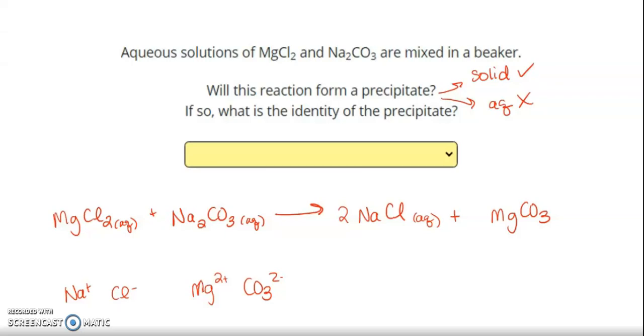Let's see if the other substance is a solid and forms a precipitate. MgCO3, well, CO3 2 minus is the carbonate ion. If you look at your solubility rules, carbonate is almost always solid. It rarely dissolves. There are some exceptions, but magnesium is not an exception. That means that MgCO3 will not dissolve in water and will be a solid. That means it's going to precipitate out. So yes, it will form a solid. It will precipitate out. So the answer here is yes. And the identity of the precipitate is MgCO3 or magnesium carbonate.